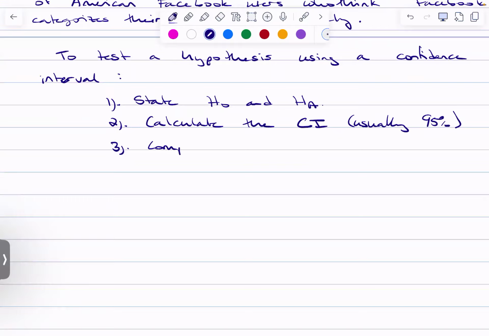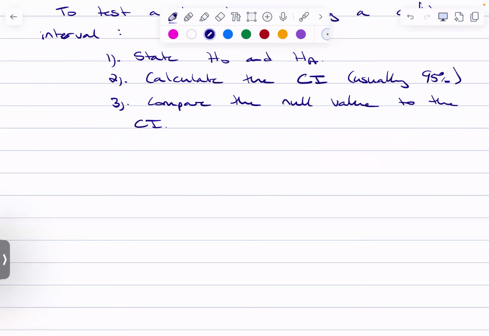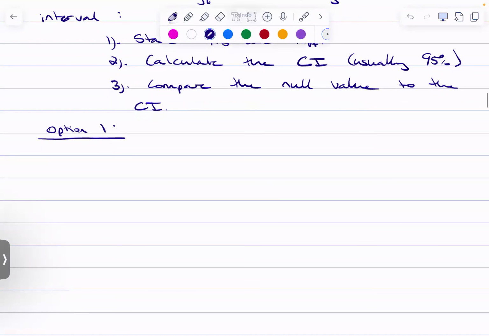So compare the null value to the confidence interval. So there's two options. Option one is that you have a number line like this, 0 to 1. And in the interval that you found, right, so here's your 95% confidence interval. And somewhere in here, and I want to emphasize that it doesn't have to be in the center, right? It can just be anywhere in the interval.